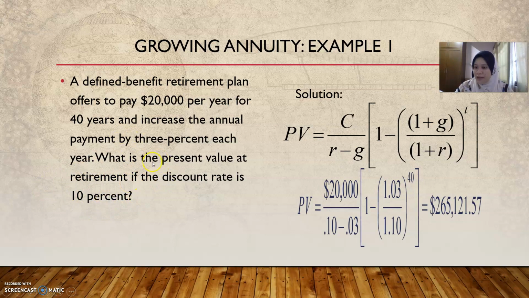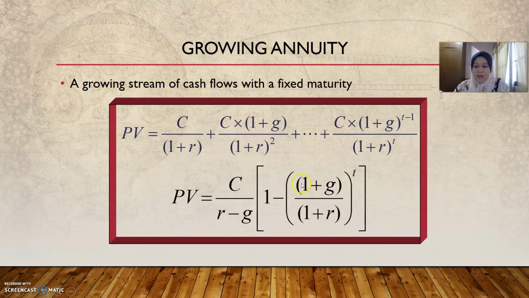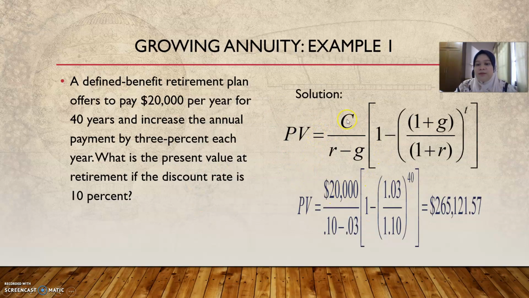So you have all the information, you just write the formula and plug in all the information that we have inside the formula. The formula that we will use is the growing annuity, this formula. So present value equals C, which is the annual payment, divided by R or I, the interest rate, minus G, the growth, times 1 minus (1 plus G, which is the growth, divided by 1 plus R, which is the interest rate) to the power of the time period.